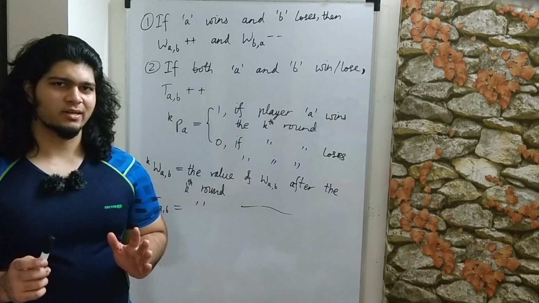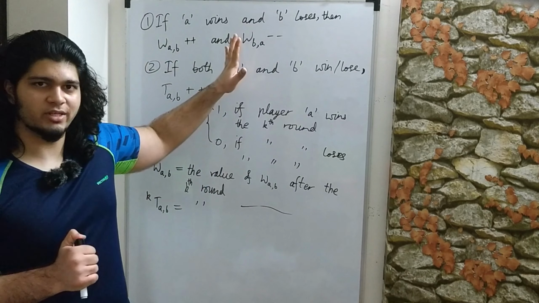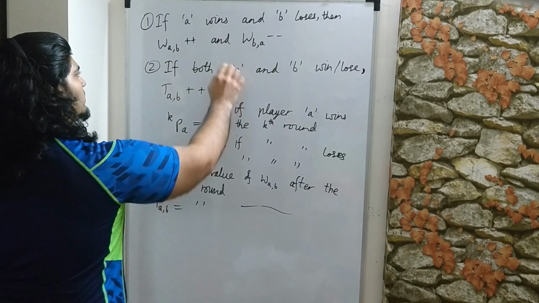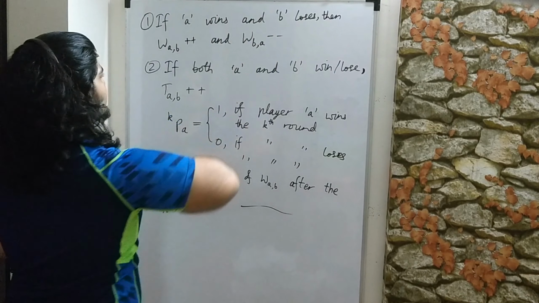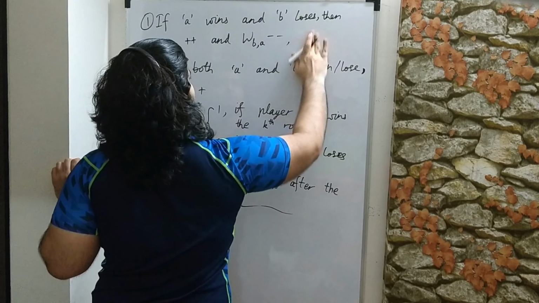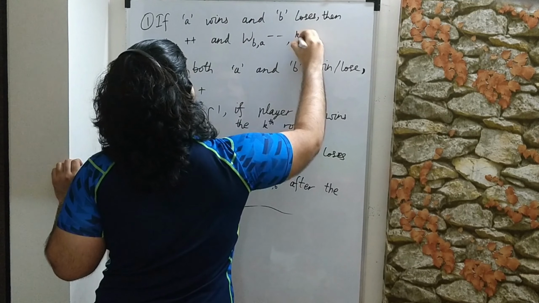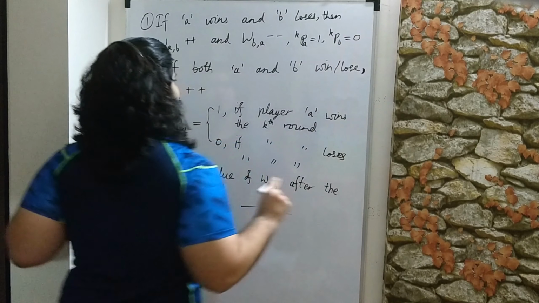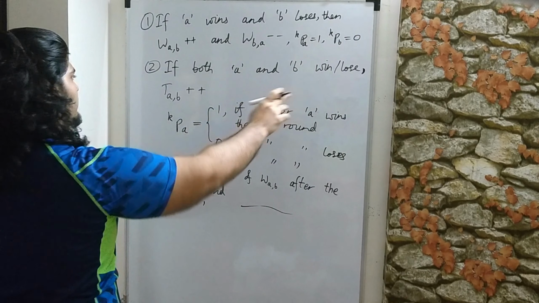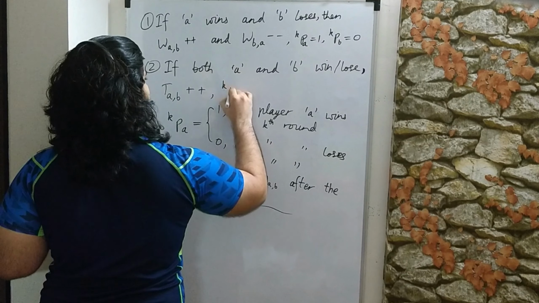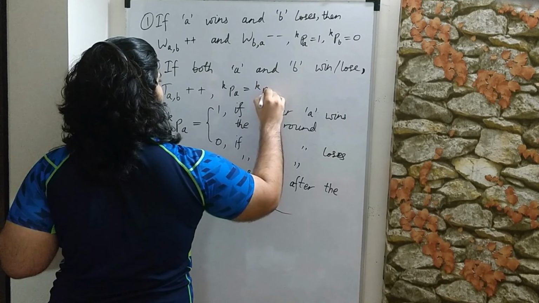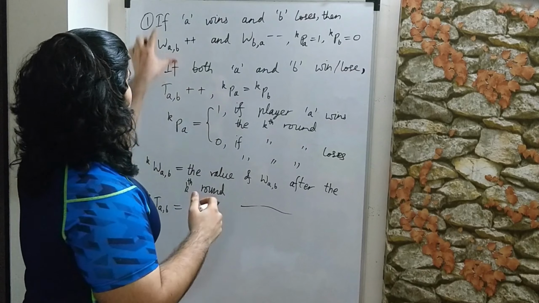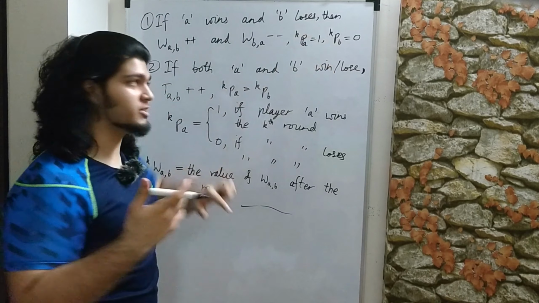So now let's try to figure out what happens according to these rules to these particular variables. Firstly, if A wins and B loses, then that means PA K is equal to 1 and PB K is equal to 0. And similarly, if both win or lose, then that means KPA is equal to KPB. So we have basically encoded the condition for these rules into these small equations, which is much more useful.